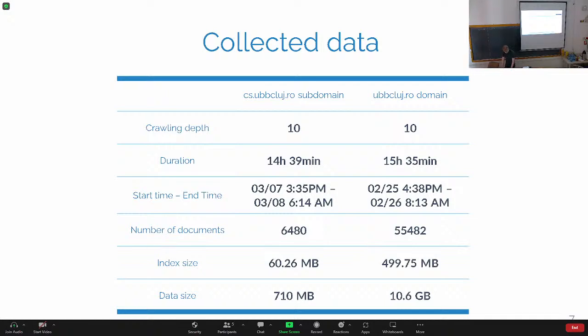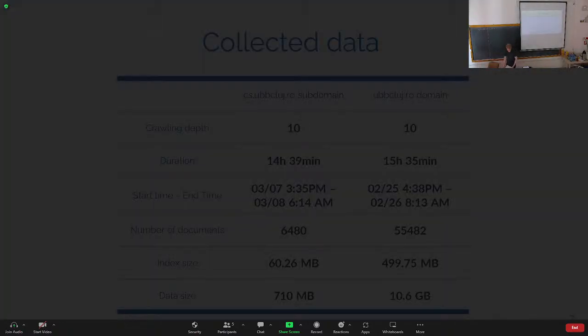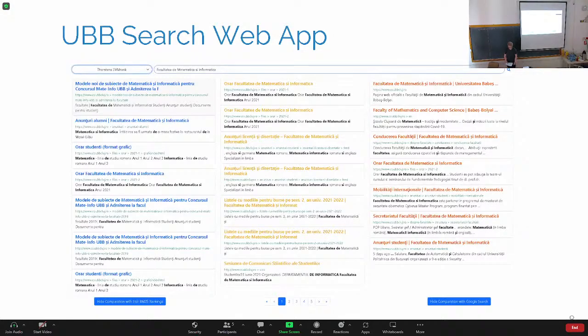So this is the data I have collected for the UBB search engine, and this is the UBB search app, at least how it looks at first. It is a simple single-page application built with Vue.js, which offers the possibility to search, and the possibility to choose from different re-ranking trained models, trained with the dataset built by me.